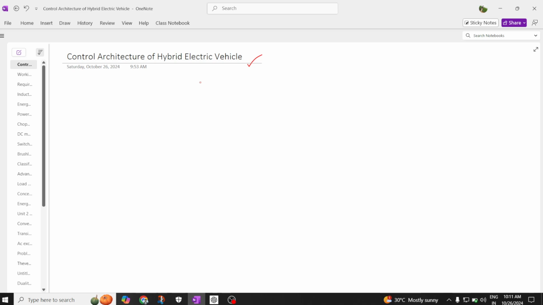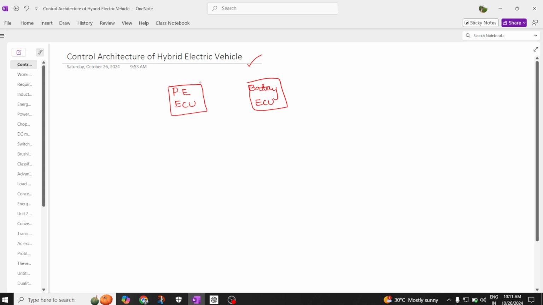So here we are going to have a power electronic control unit. Slowly I will explain what this electronic control unit is and what is the need of this power electronic control unit. Next we have a block of battery electronic control unit, and next block we have the AC, air conditioner, electronic control unit. All these are connected with each other.